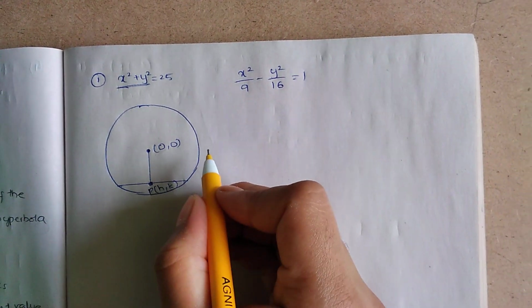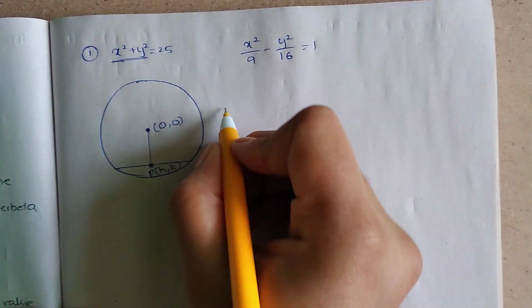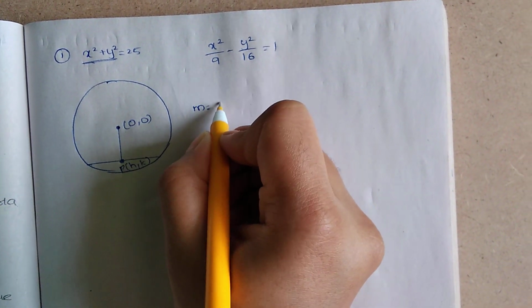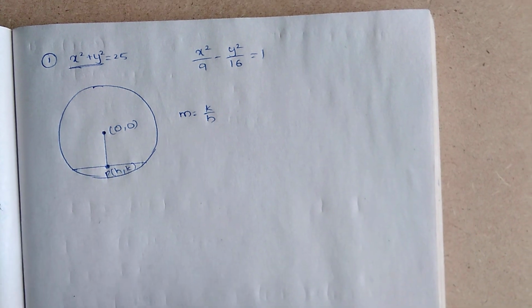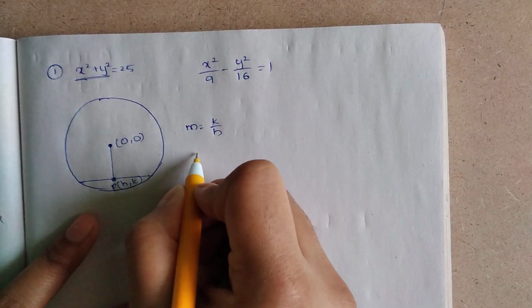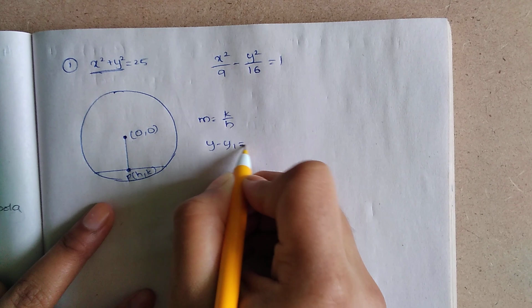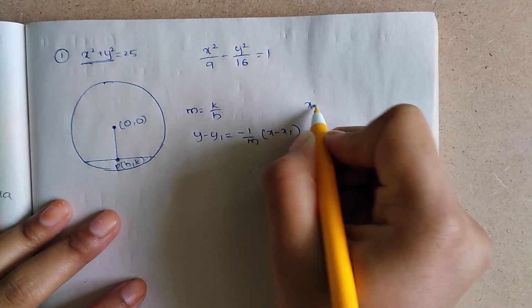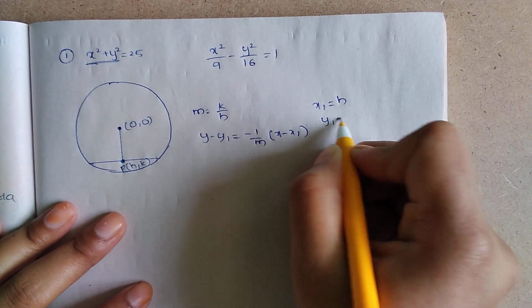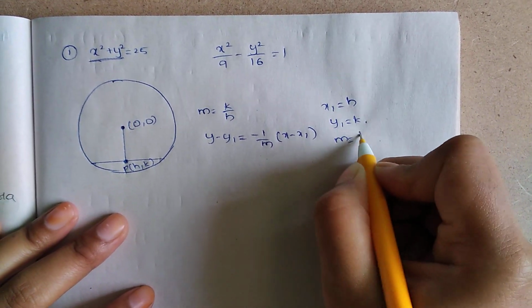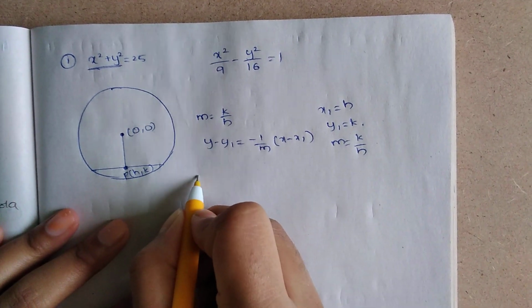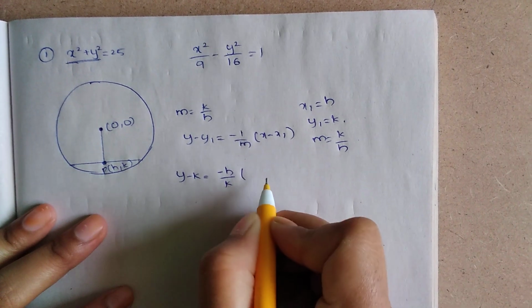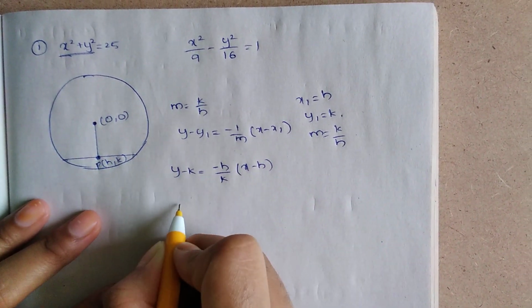Now see, what is the slope of this line? K by h. Yes. So let's find the equation of the chord. What is it? y minus y1 is equal to minus 1 by m into x minus x1. x1 is h, y1 is k, m is k by h. Let's substitute it directly. y minus k is equal to minus h by k into x minus h.